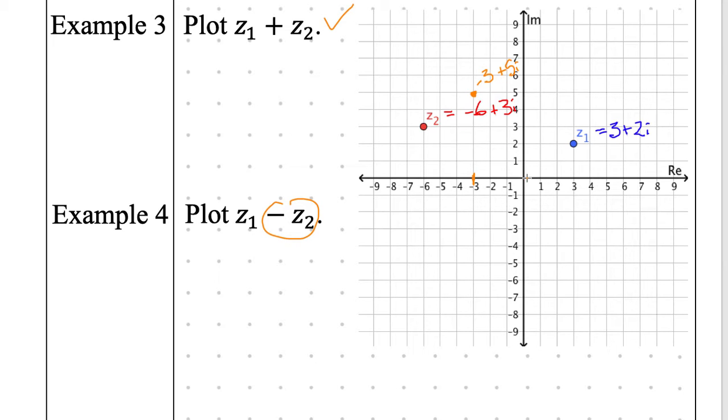You can think of it as I went left 6, up 3, then you're going to go right 6, down 3, and then you have the opposite. So this is now 6 minus 3i. This point right here is going to be 6 minus 3i.